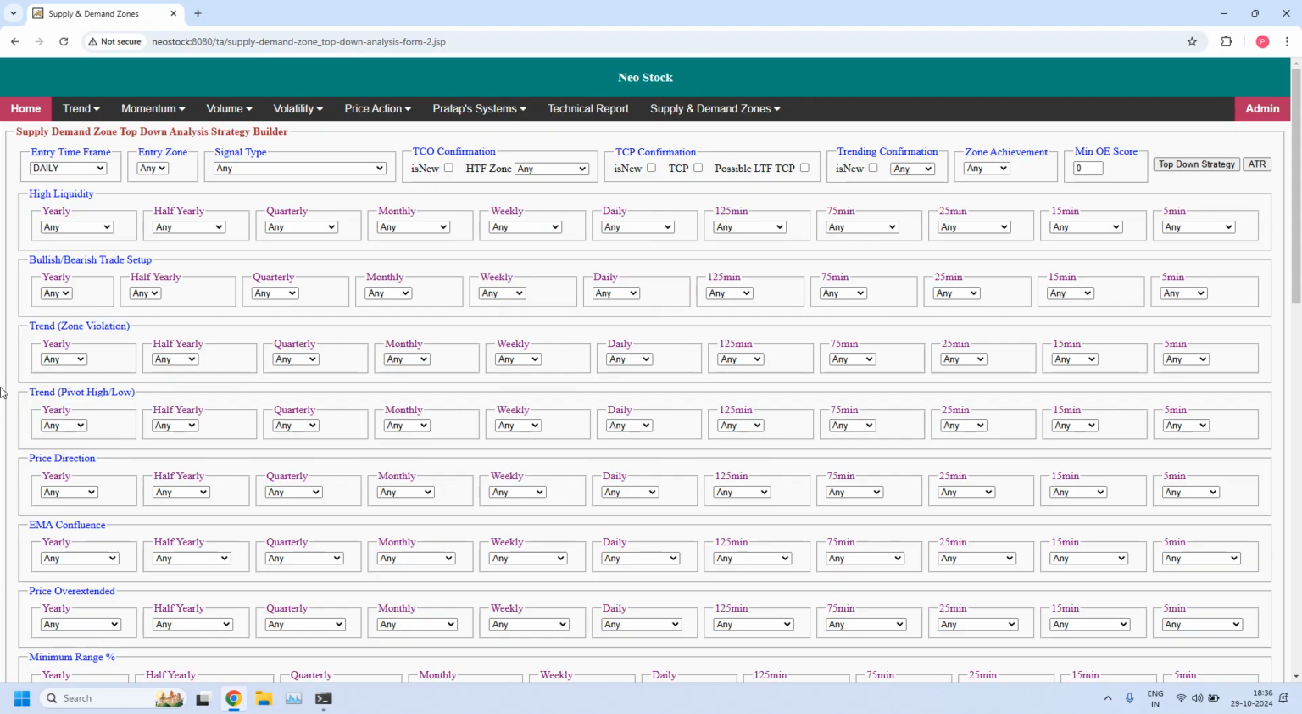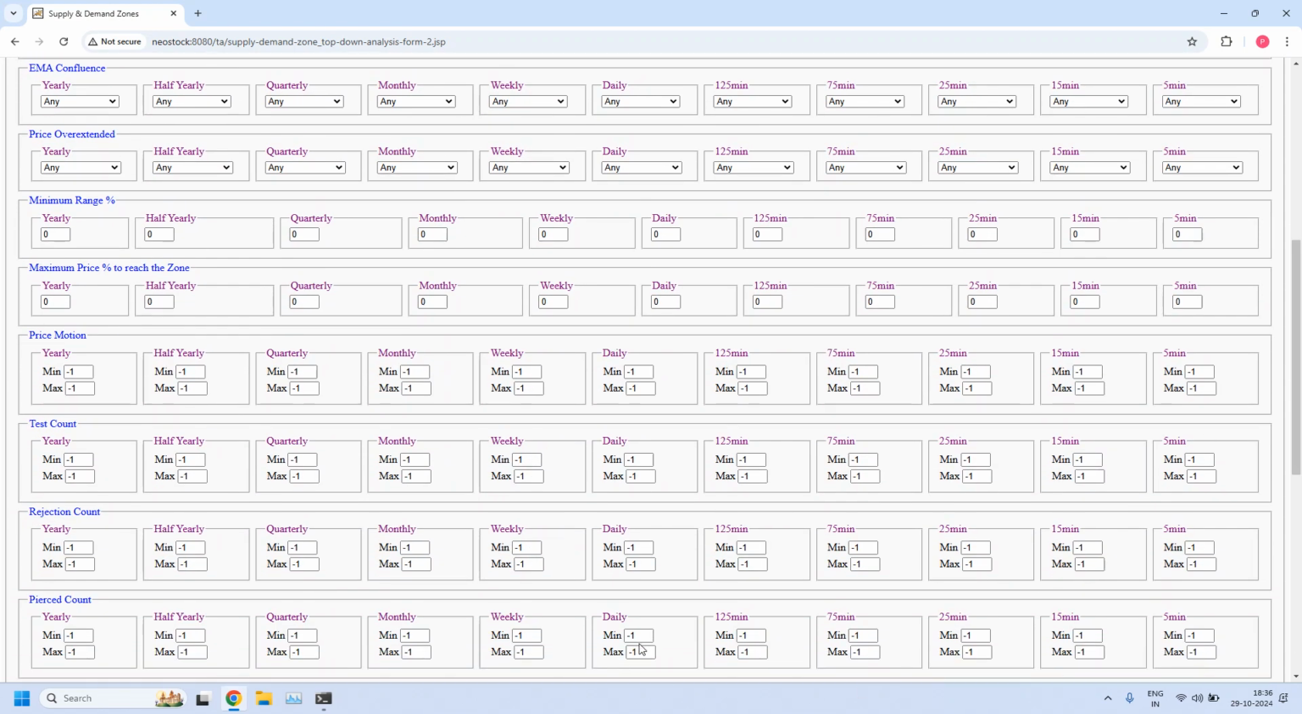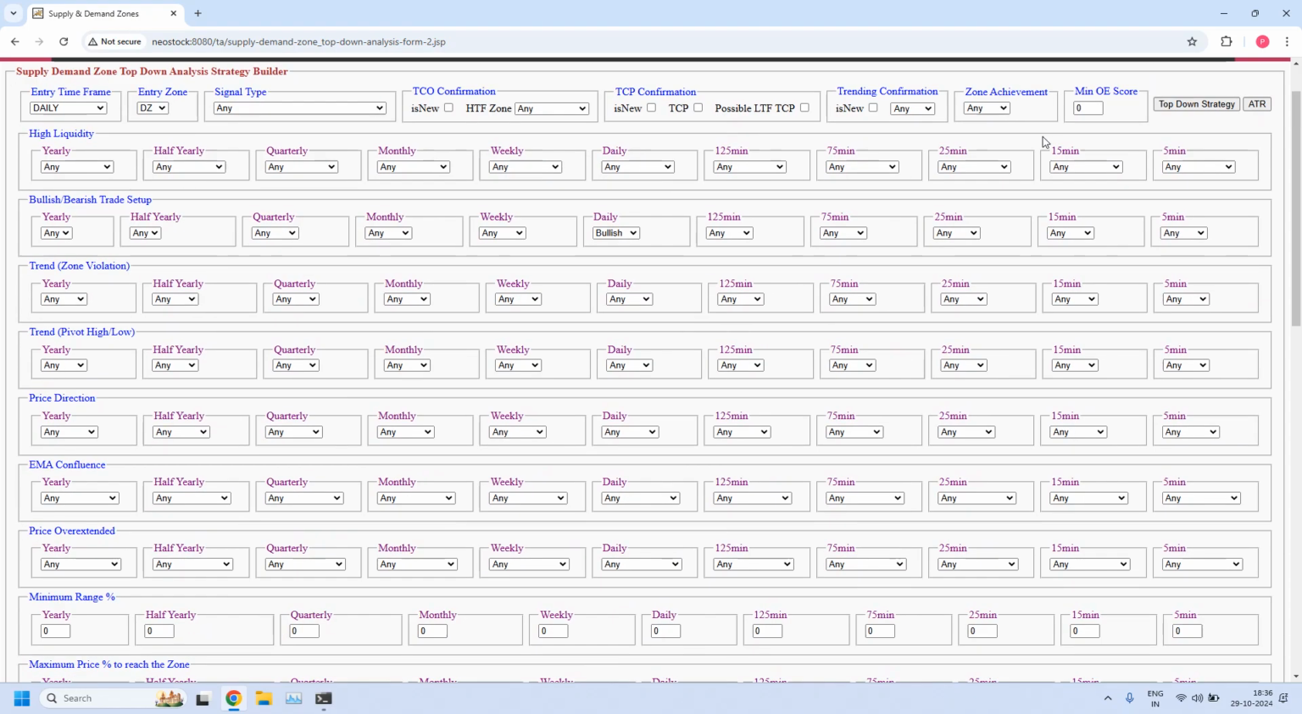First let's start with bullish trade setup, monthly income trade, entry time frame daily, entry zone demand zone. In bullish or bearish trade setup at daily time frame, I am selecting bullish. The daily demand zone should not be pierced. So in the pierced count at daily time frame, minimum value I am setting 0, maximum value 0. That means pierced count should be 0. That means zone is not pierced.